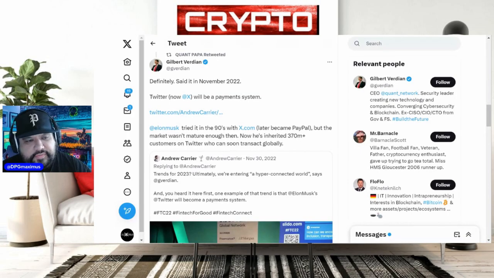It says from Gilbert Verdin, definitely said it in November 2022: Twitter, now X, will be a payments system. I know this is not necessarily the R3 side of things, but I want to share this with you. Andrew Carrier, I guess, is originally cited here. Hopefully you guys know about Andrew Carrier. He says he definitely said it back in November 2022, Twitter will now be a payment system. I want you guys to pay attention to this.